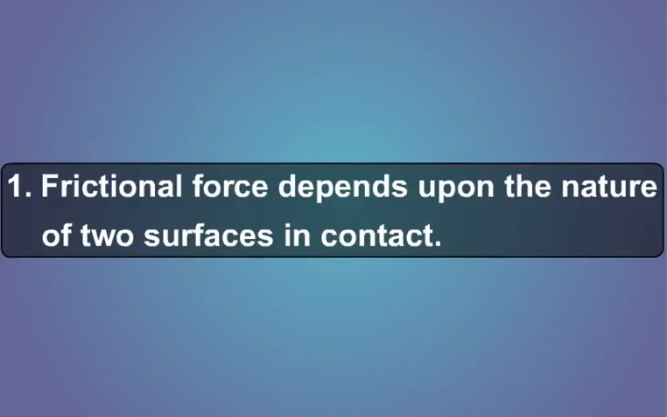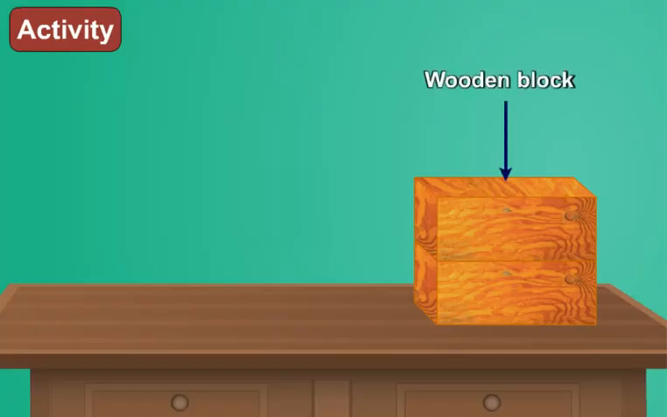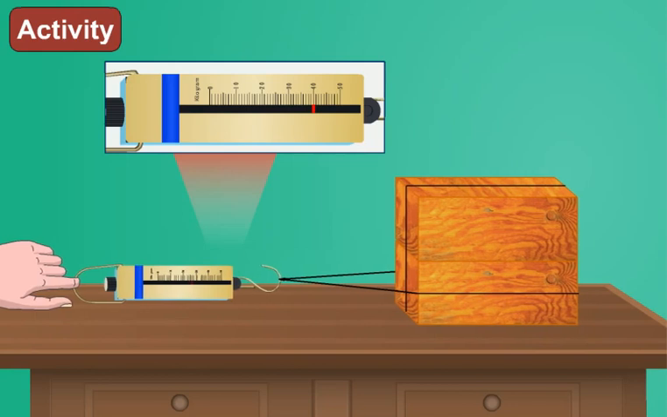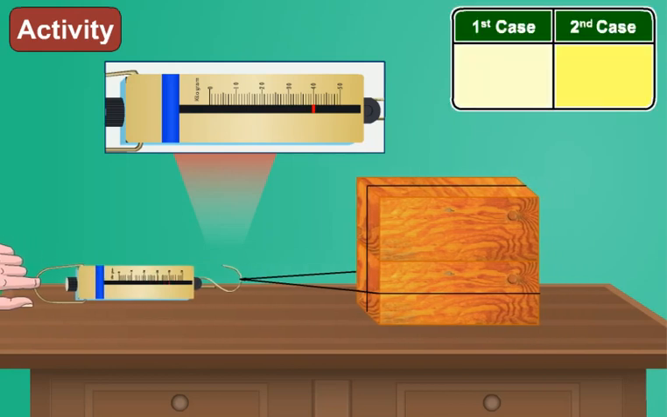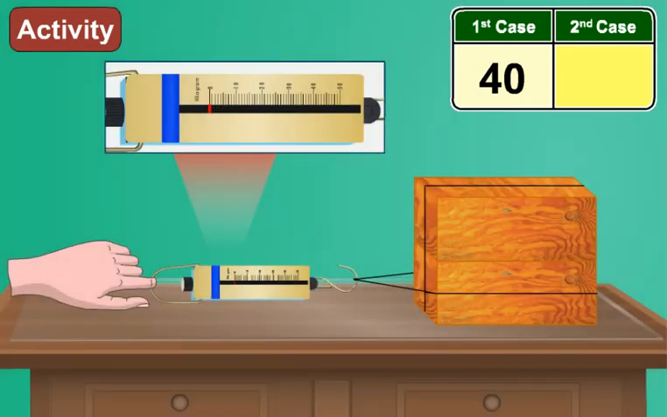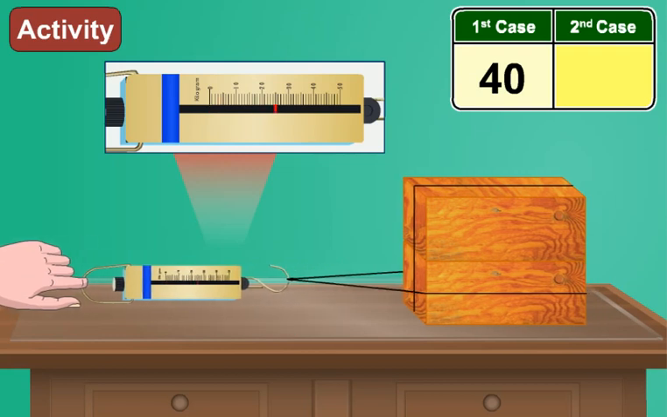First, frictional force depends upon the nature of two surfaces in contact. Let us perform an activity to prove this. Students, place a wooden block on the surface of a table. Then attach a spring balance on it. Then measure the force necessary to slide the wooden block over the table. Again, place the block on a surface of a large pane of glass and measure the force required to slide over it, as shown in the figure.